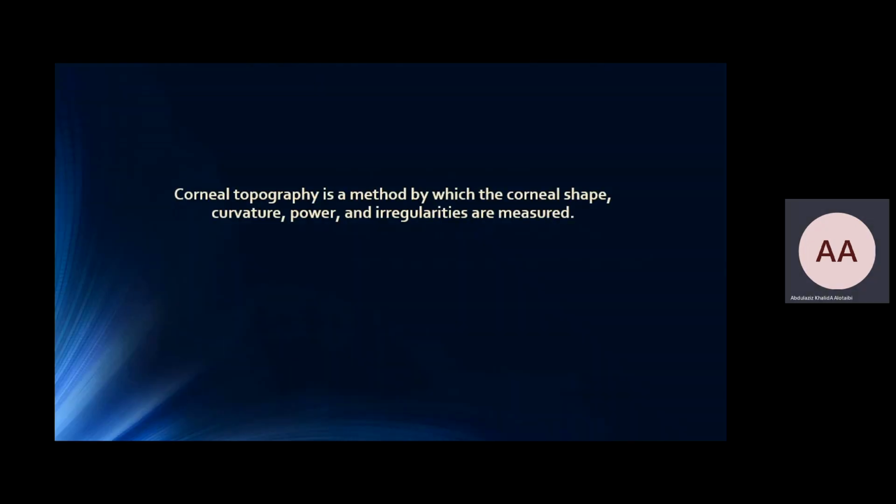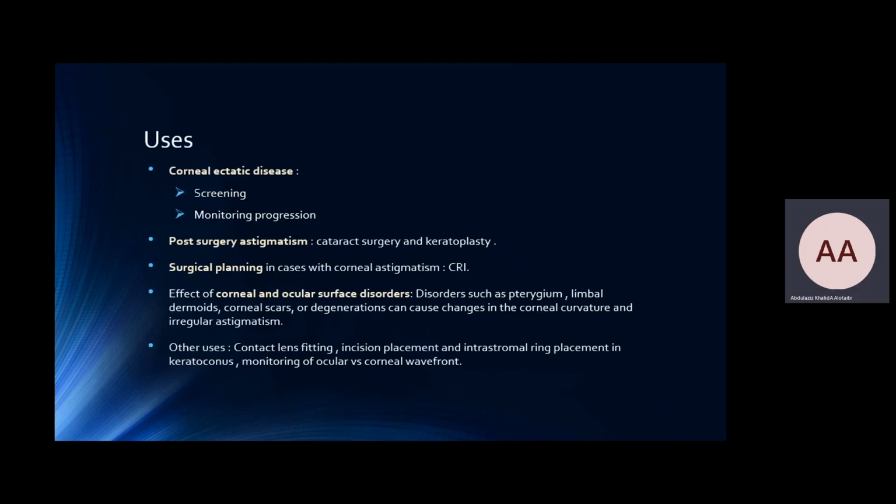Corneal tomography is the method by which the corneal shape, curvature, power, and irregularities are measured. The most common clinical uses are screening and monitoring progression of corneal ectatic disease such as keratoconus, and post-surgery astigmatism such as post-cataract surgery or post-keratoplasty. It is also useful in planning surgery in cases of corneal astigmatism. Examples include corneal relaxing incisions such as limbal relaxing incisions and astigmatic keratotomy.